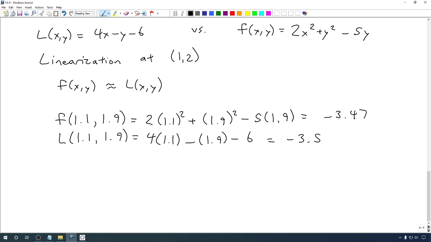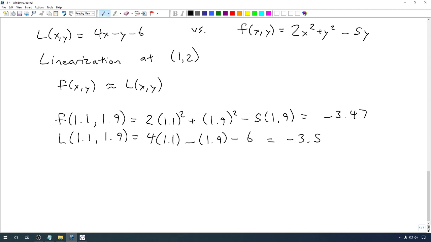So if you put in 1.001 and 1.99, this would be an even closer approximation. And of course, the linearization is a lot easier to compute.